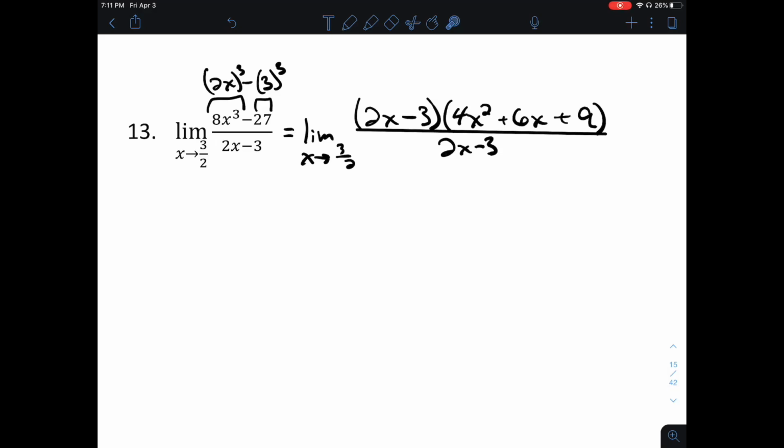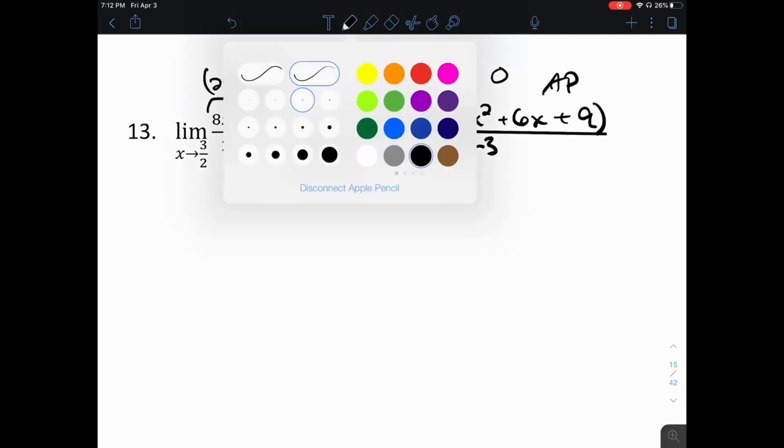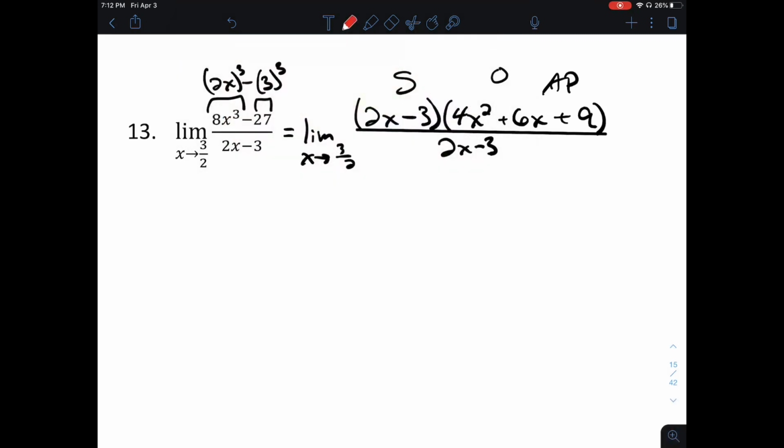So let me go over the signs here. There's an acronym that Mr. Paul taught you and Mrs. Allensworth taught you, which is SOAP. S stands for same. This first sign, the only sign in the original difference of two cubes, is going to be the same as the first sign here. So same. Second sign is opposite, because plus is opposite of minus. And the last one is always positive. Same, opposite, always positive. Anyhow, I'm sure you remember that from Algebra 2.